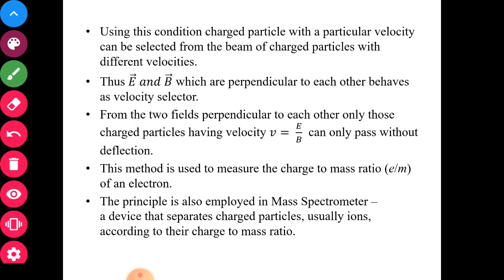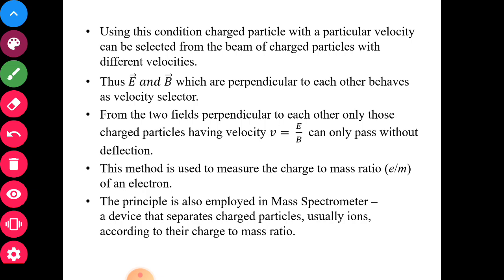What is the use of this mass spectrometer? It separates the charged particles. Usually these charged particles are ions. So the mass spectrometer is useful in separating charged particles, and basically it separates the ions according to their charge to mass ratio.